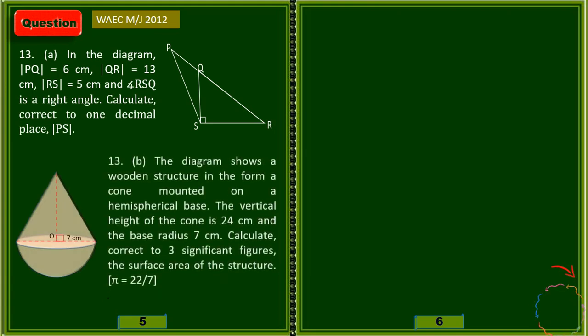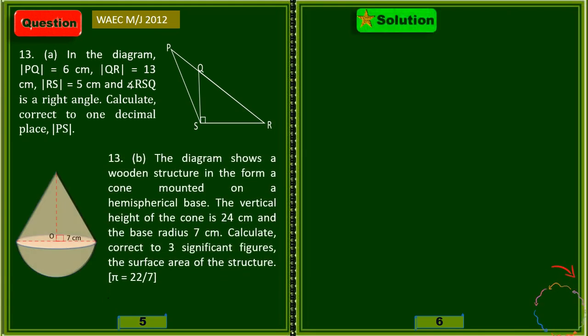Question number 13a. In the diagram, PQ is equal to 6 cm, QR is equal to 13 cm, RS is equal to 5 cm, and angle RSQ is a right angle. Calculate, correct to one decimal place, the length PS. Now let's go straight to the solution to 13a.